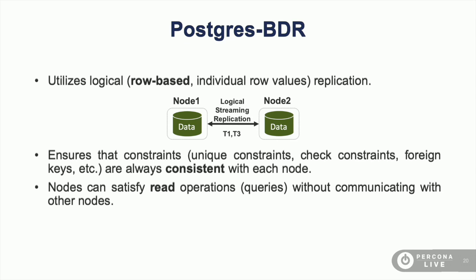It uses row-based, individual row values, logical replication, and it's bidirectional, of course, because all the nodes can accept writes and ensure that constraints are always consistent on every node, and the nodes as well can accept read queries from clients.